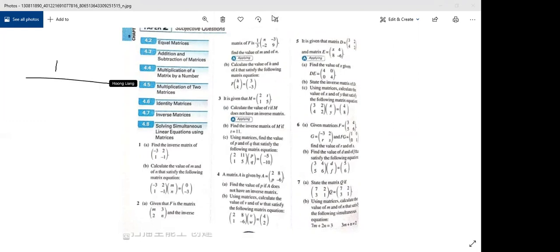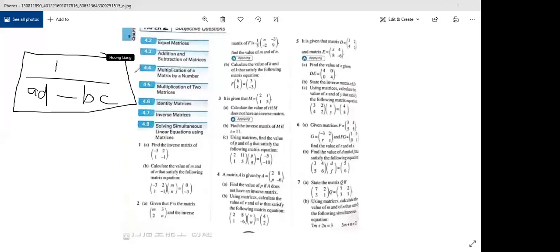1 over something. The formula is 1 over AD minus BC. This is the equation for the inverse matrix. And then the matrix inside here, for AD, they will be switching places.